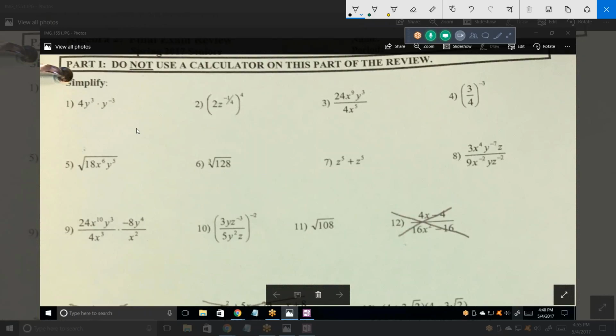All right, cube roots. Now, since there's only one number there, there's no point in me writing this as 128 to the 1/3. That doesn't help. It's correct, but it doesn't help. What I'm looking for are factors of 128 that are perfect cube numbers. Just like when I'm trying to simplify square roots, I'm looking for factors of the number inside that are perfect square numbers. Well, 64 times 2.